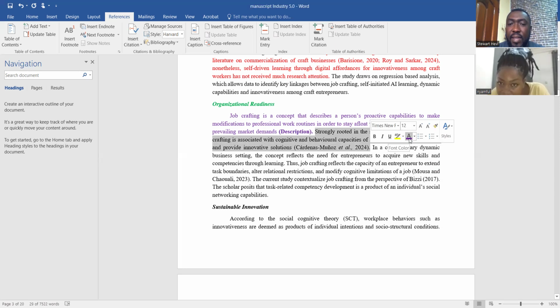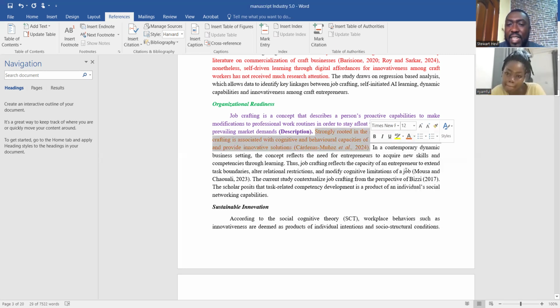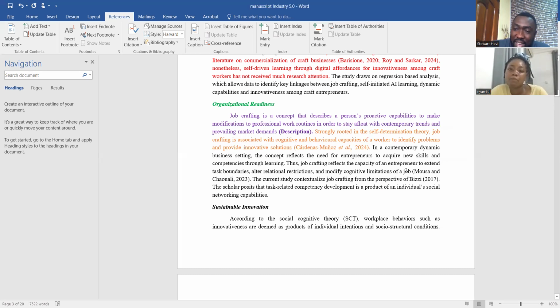Strongly rooted in the self-determination theory. Okay. So we are saying that the second statement is what? We said that it is strongly rooted in the self-determination theory. It means that now we are trying to say that this concept, okay, this concept is derived from this theory.